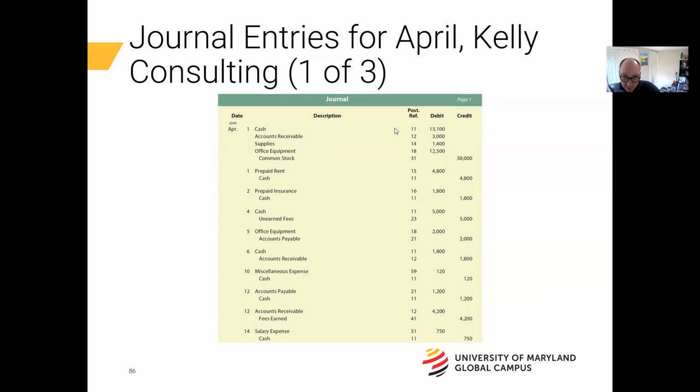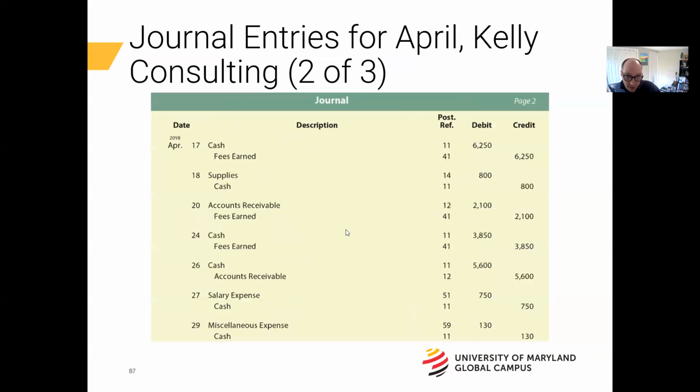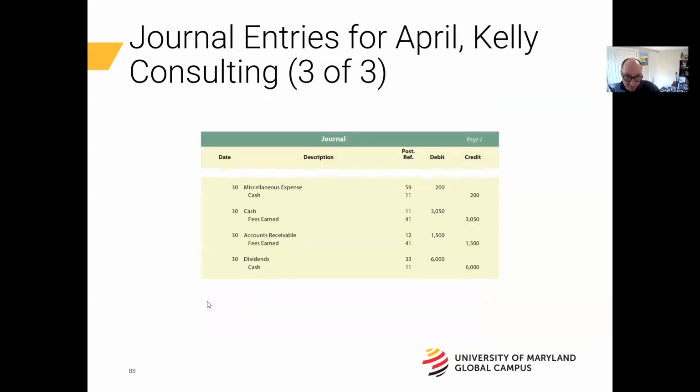It looks like we received some cash. We also made some sales on account. We received some inventory. We received some office equipment, and we issued common stock in exchange for all that stuff. We paid our rent for the next month, used cash for it, and so forth and so on. It's pretty cool. The transactions go on and on throughout the entire month.